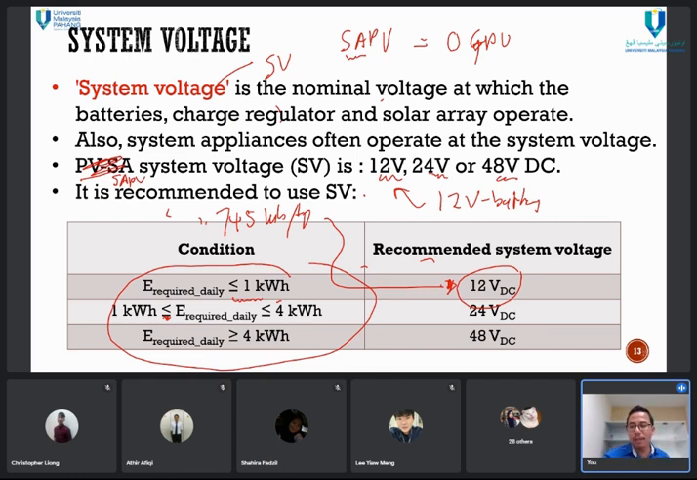You know what happened? If we wrongly choose, if your load is actually 2 kilowatt hours, but you use the 12 volt DC, and all the appliances, all the load are running simultaneously at the same time, the drop of the voltage will be more. That's the main problem. That's the reason why. The drop of the voltage will depend on the amperes that you use.